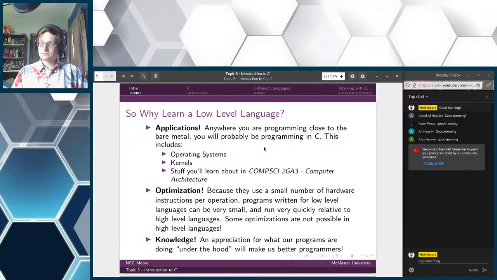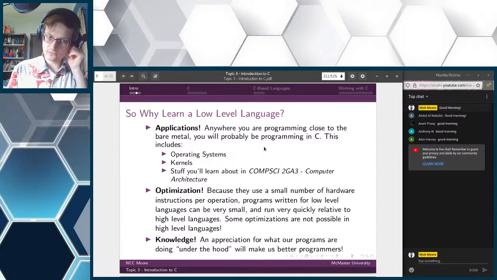You would use C, essentially, if assembly might be appropriate, but you want more support than that. You want to be able to highly, highly, highly optimize your code. So that's the next point, optimization.